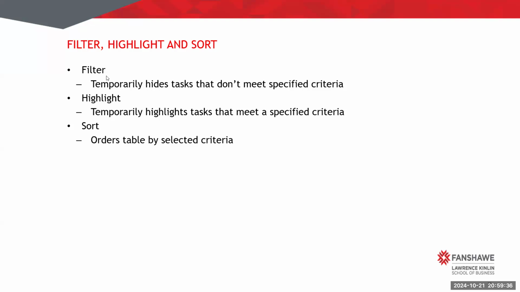Filter, for example, this function temporarily hides tasks that don't meet specific criteria you set. So it allows you to focus only on the tasks that match the criteria, making it easier to manage or analyze relevant parts of your project. Highlight, on the other hand, instead of hiding the tasks, temporarily highlights tasks that meet specific criteria, keeping all tasks visible, but making the matching tasks stand out. So this is useful for drawing attention to particular details without losing the overall context.